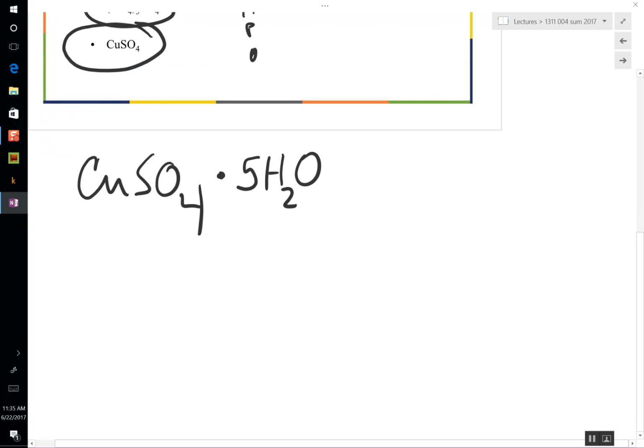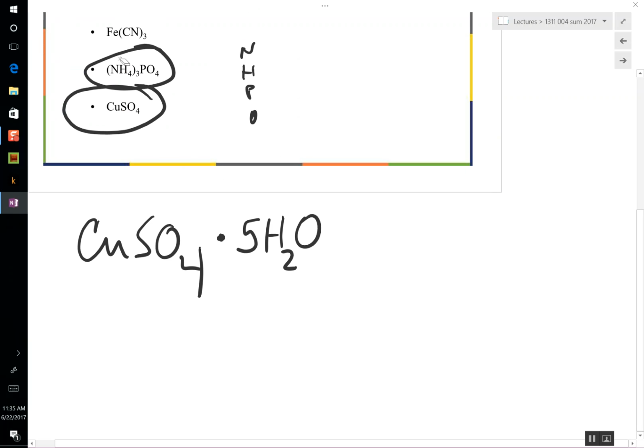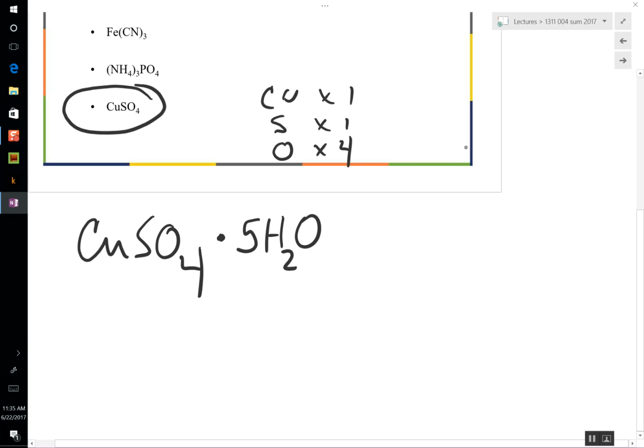The molar mass of this one, copper, you've got one copper, you've got one sulfur, and you have 4 oxygens. That's anhydrous copper sulfate. And if you figured out how many grams of that you would need to give you a mole, you'd have it there. And I could go across the hall here and get you a bottle of each of these. Anhydrous copper sulfate is kind of a light blue, real pale blue color.